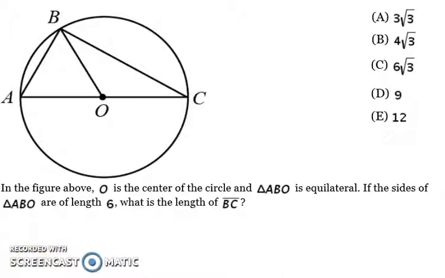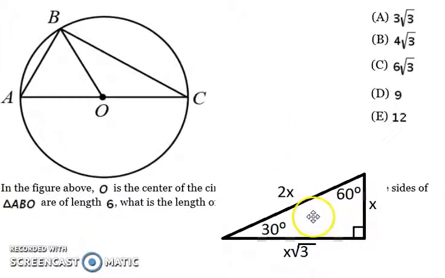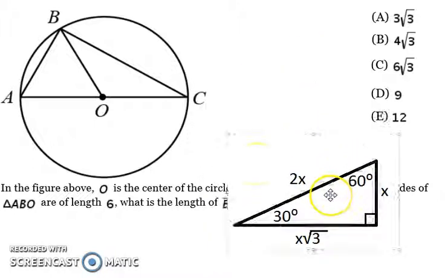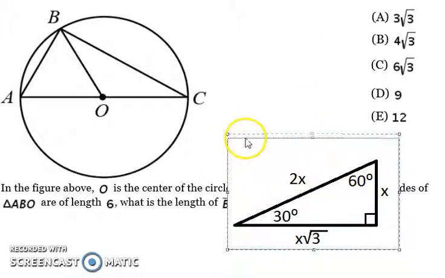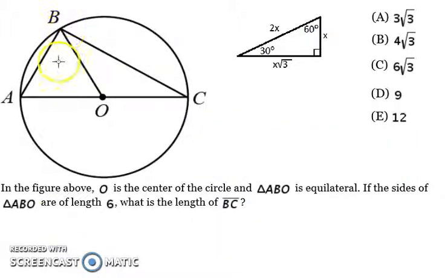Because if you remember at the beginning of every math section, you're given a set of formulas and a set of drawings, and this is one of them. This is called a 30, 60, 90 triangle because this angle is 30 degrees, this angle is 60 degrees, and this angle is 90 degrees. So let's see if I can put this somewhere. There we go. So we're probably going to need this.